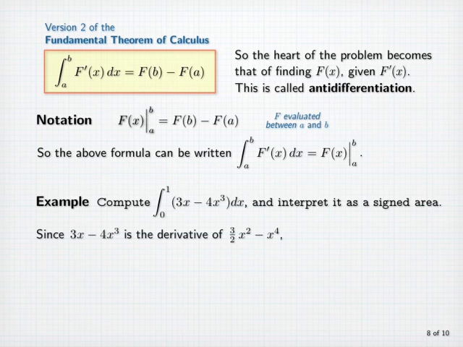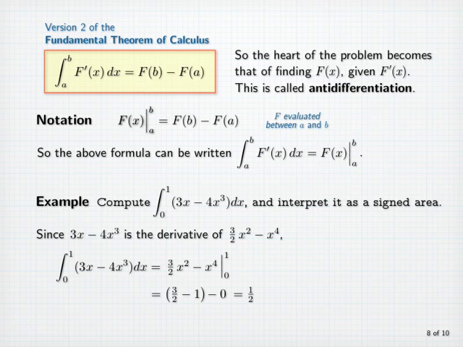So, since 3x minus 4x cubed is the derivative of 3/2 x squared minus x to the fourth, it follows that the integral from 0 to 1 of 3x minus 4x cubed dx is equal to 3/2 x squared minus x to the fourth evaluated between 0 and 1, which equals the value of that function at 1, 3/2 minus 1, minus its value at 0, which is 0, and so the value of the integral is 1/2.